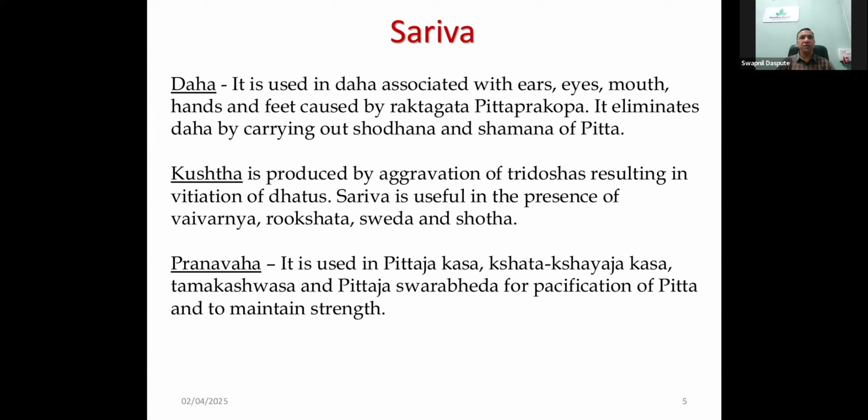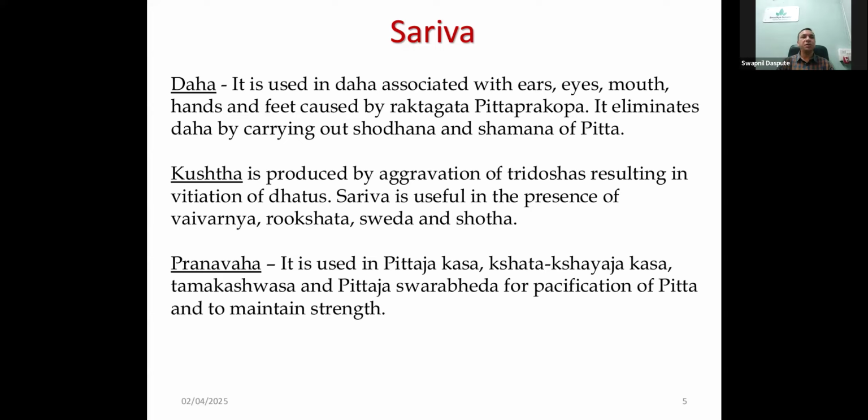Sariva can be used. It eliminates daha by carrying out shodhana and shamana of pitta. Okay, so shodhana of pitta also would happen with sariva, and shamana of pitta also would happen. So based on the quantities which are used, based on the various preparations of sariva which are used, it will have that particular action.